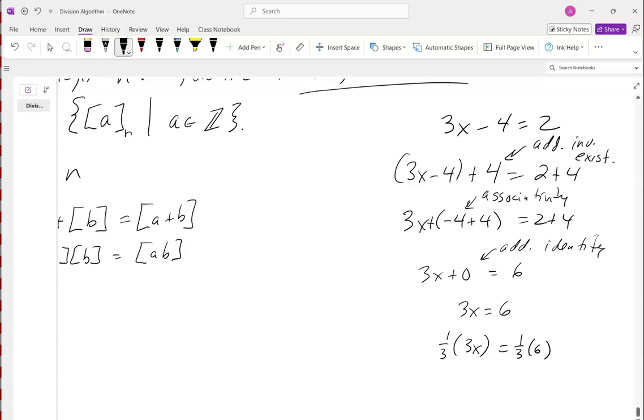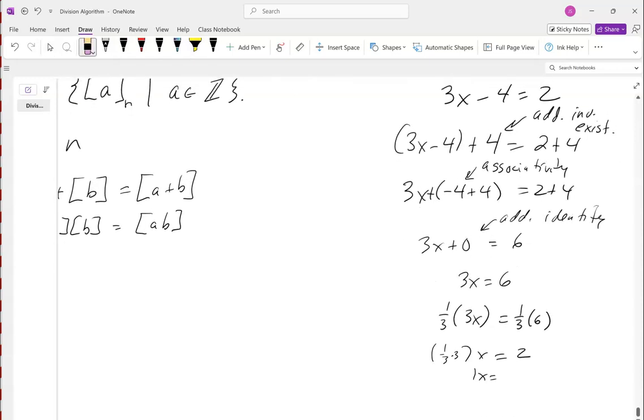Again, I need another property, don't I? To be able to get the 1/3 and the 3 to cancel. We need associativity again for multiplication. When the 1/3 and the 3 cancel each other out, we get a 1.